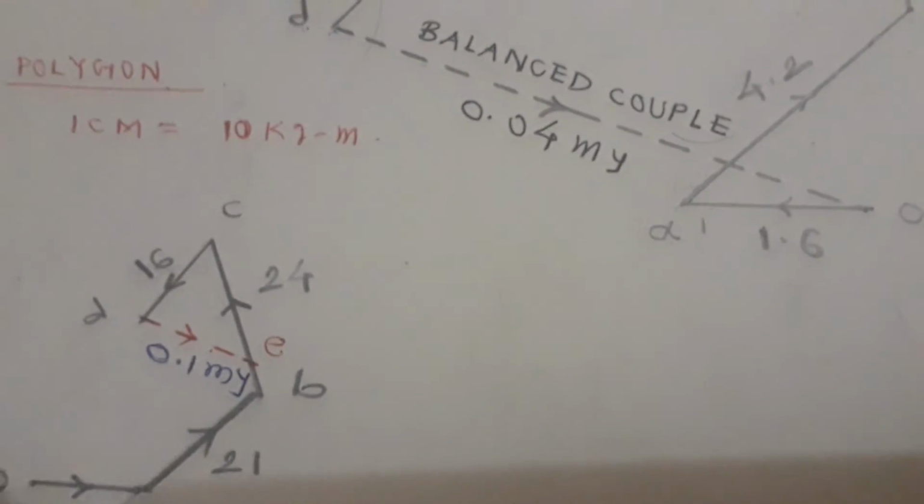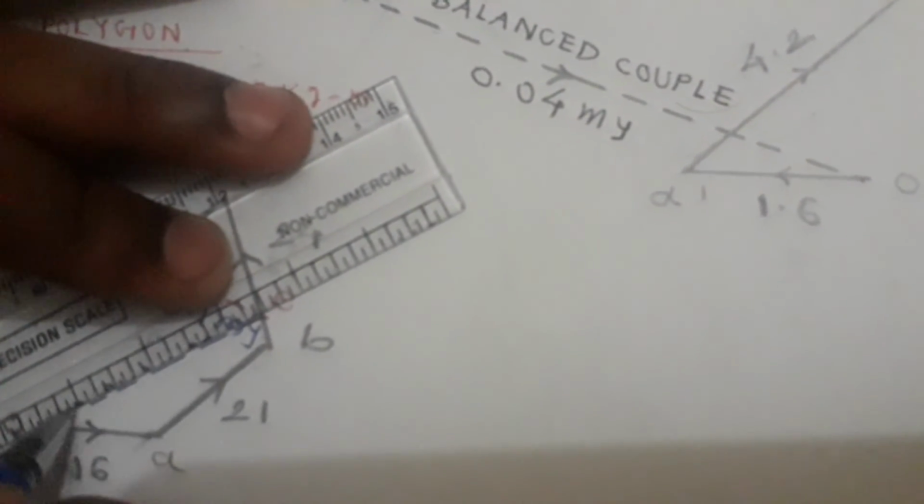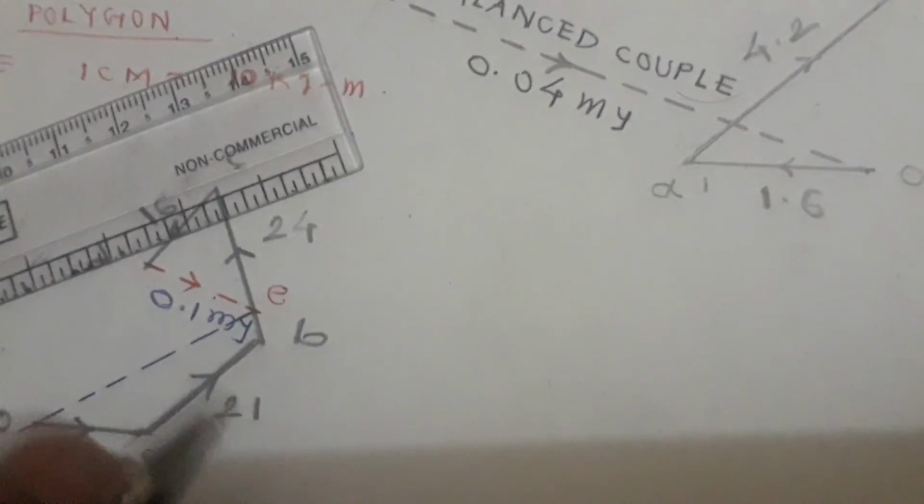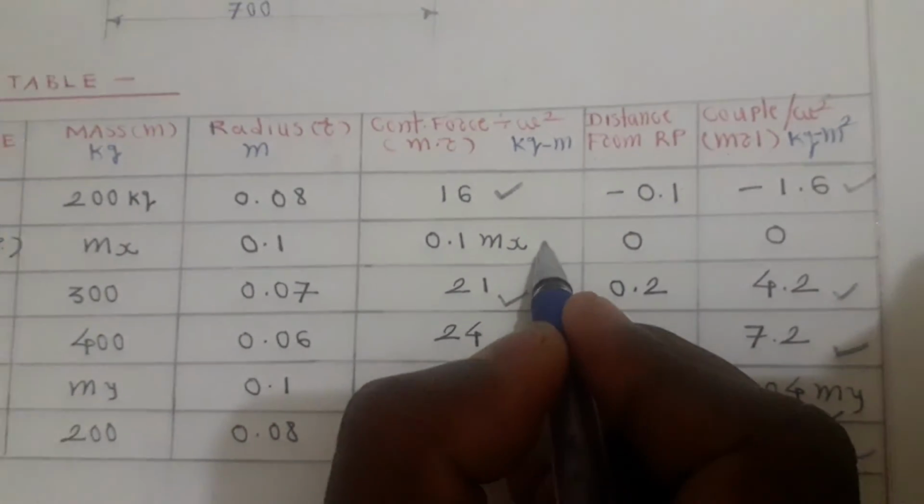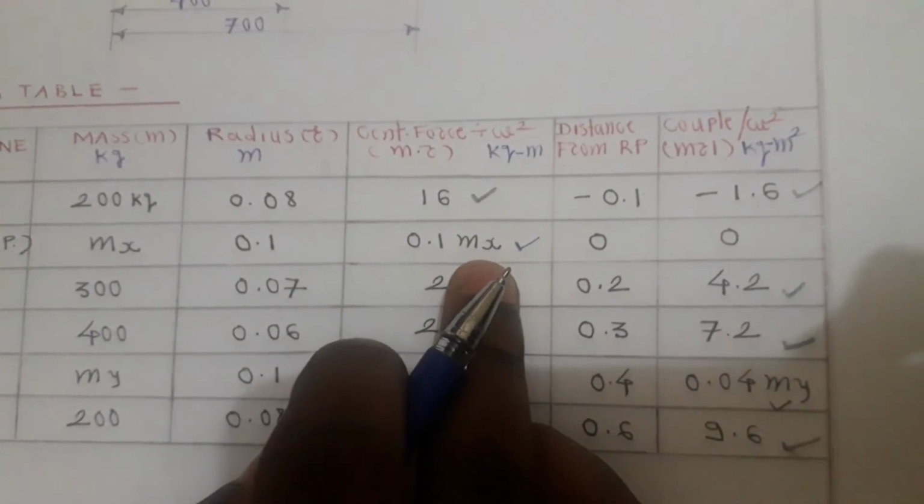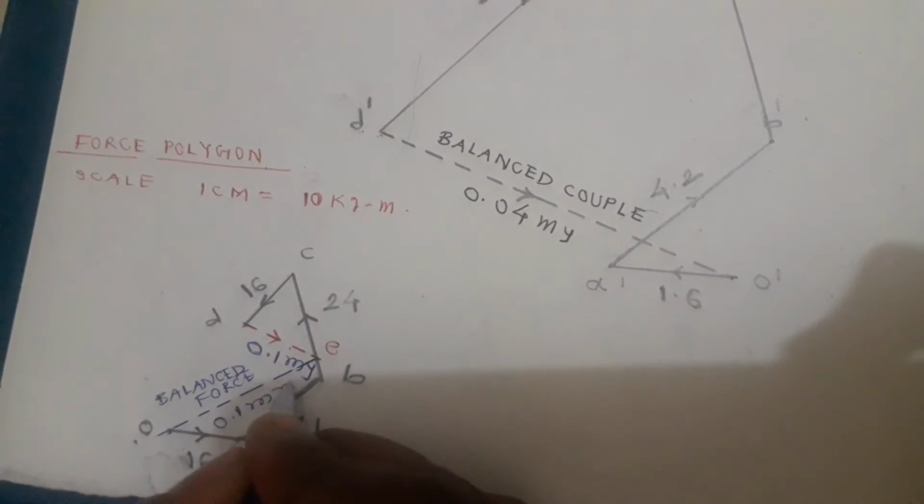Now if I join this E to A, this will be our balanced force, the magnitude of the balanced force. So this balanced force is equal to this magnitude 0.1 m into x.